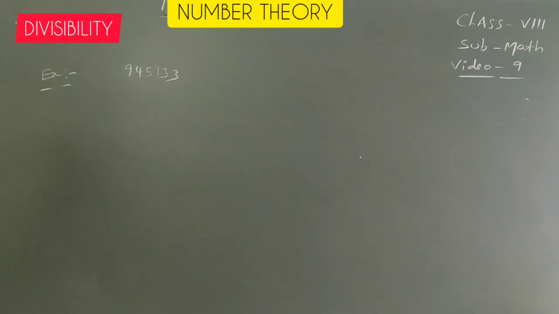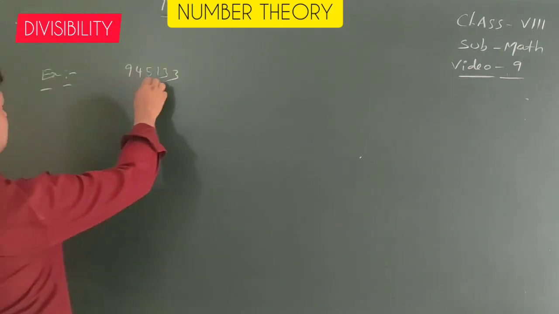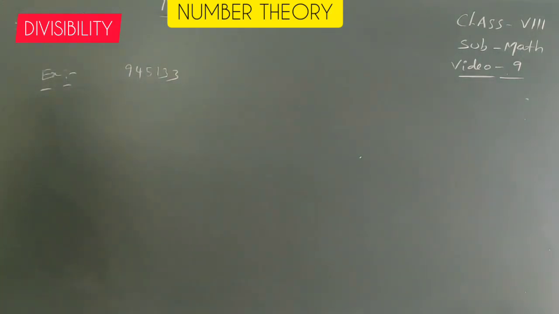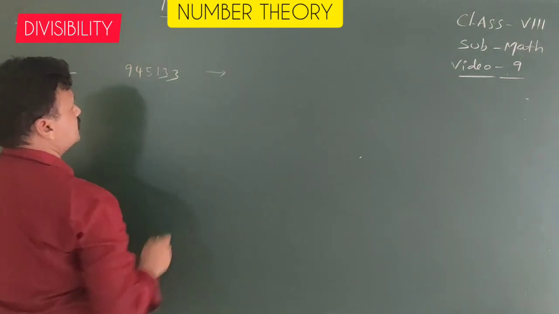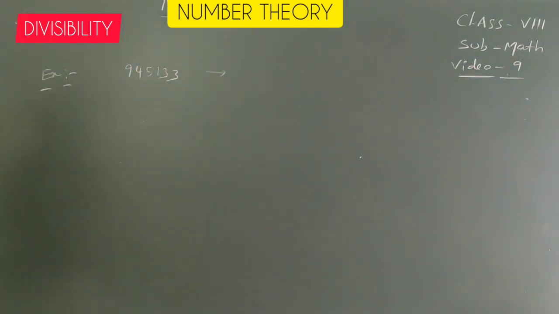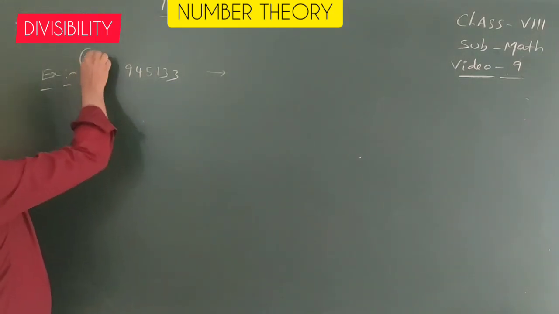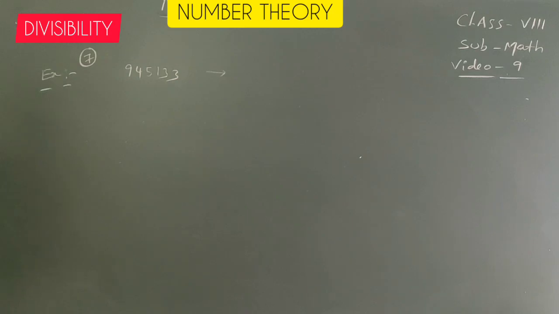Okay, here 945,133, a number is given. Check whether the given number is divisible by 7 or not, with the help of the divisibility rule of 7. What is the divisibility rule of 7? We need to subtract twice the last digit.